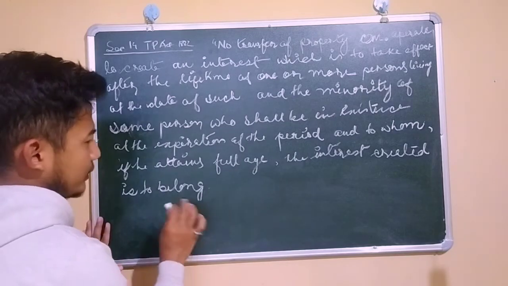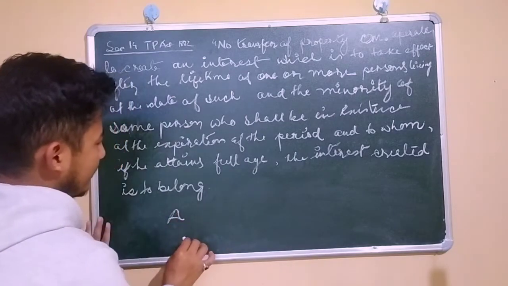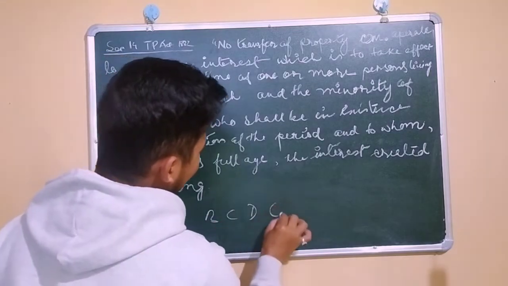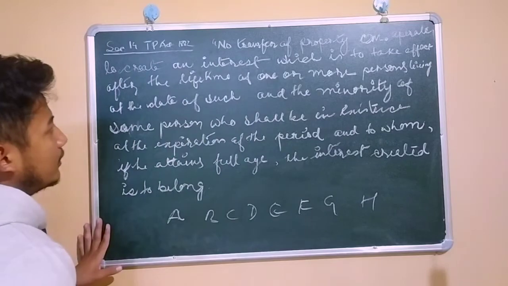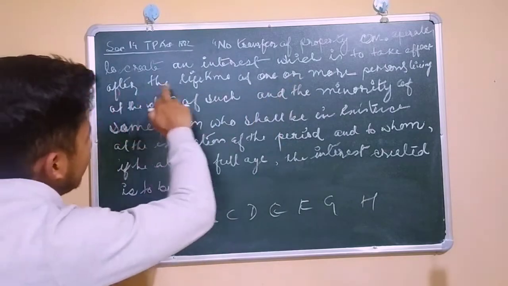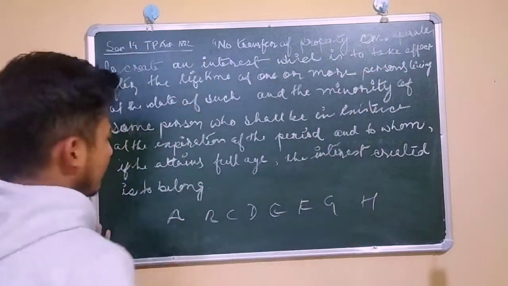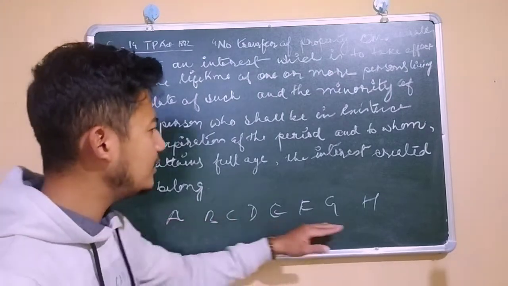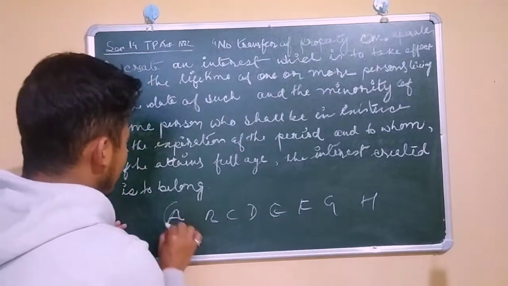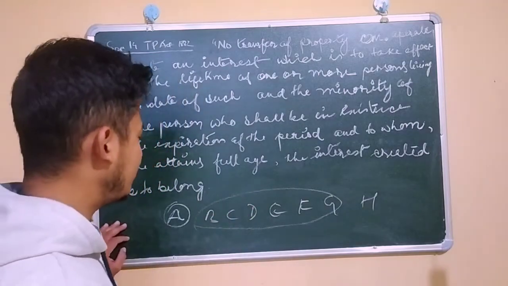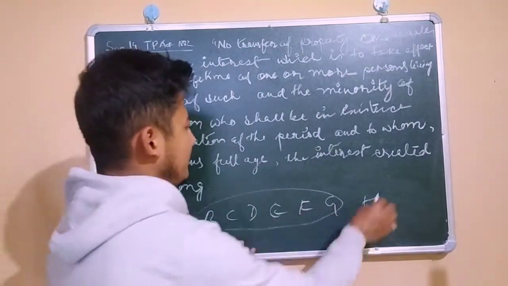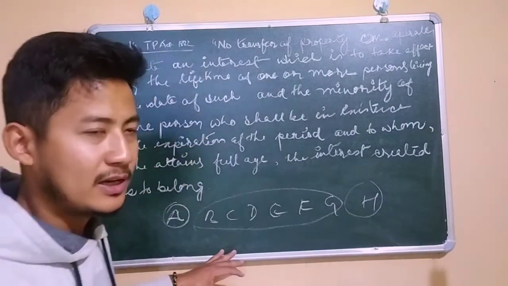So here we are taking the same example: A, B, C, D, E, F, G and H. No transfer of the property can be created to create an interest which is to take effect. Suppose A is the owner, and these are the intermediaries. H is the ultimate beneficiary, or say an unborn person.